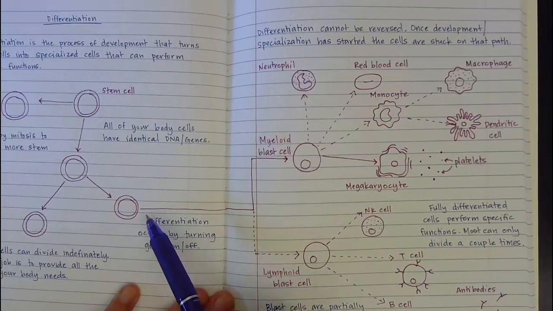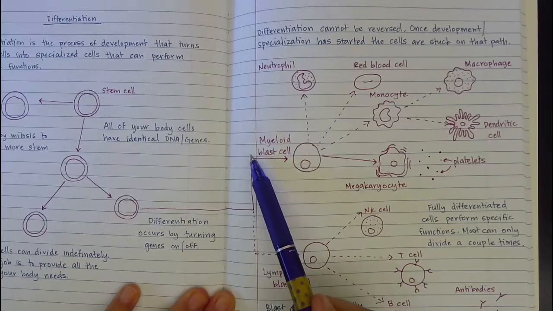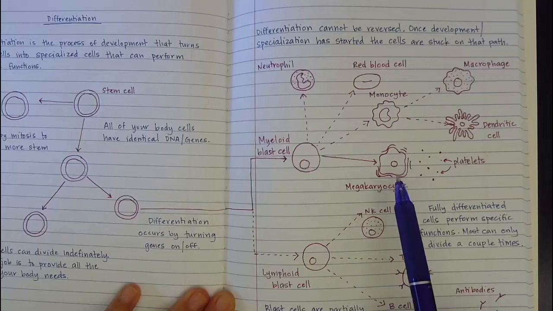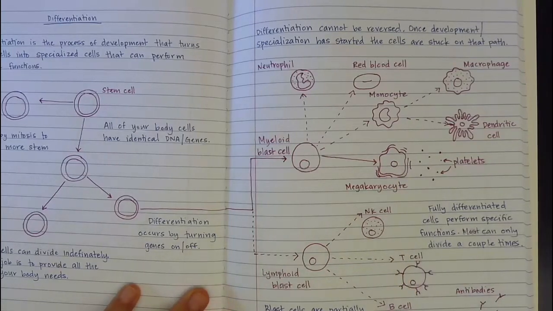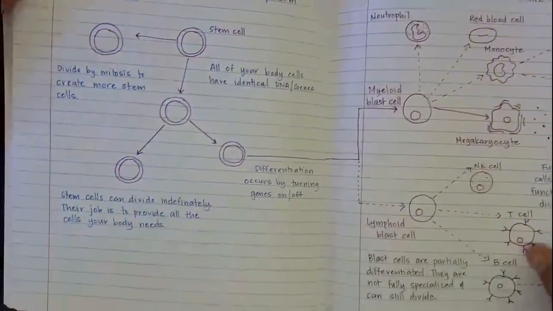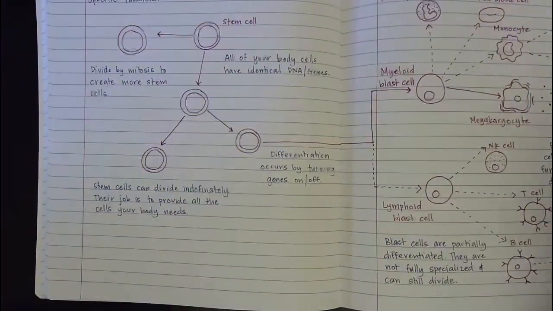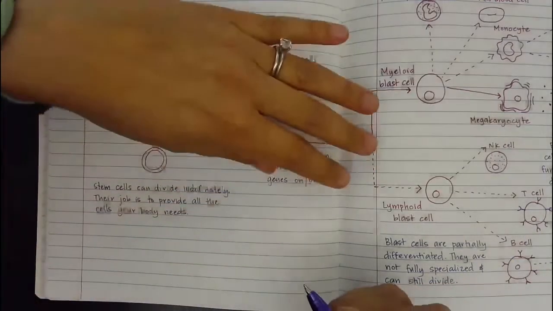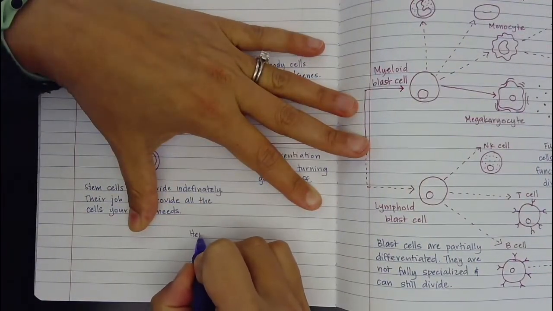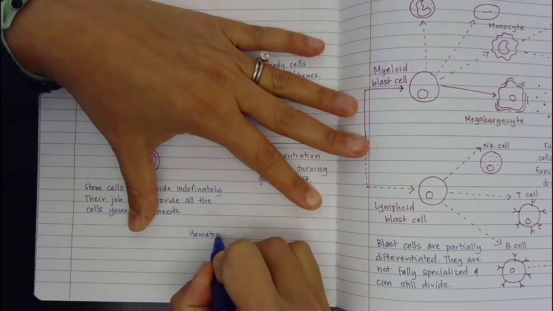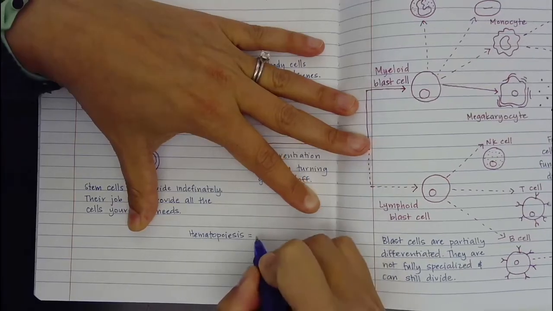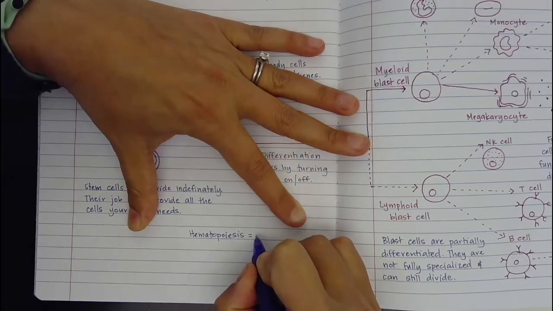So once the cells are going along this path, they cannot go backwards. They will continue to differentiate until they become a fully specialized cell that has a specific job. Now, this process of making all these different types of blood is called hematopoiesis. And that is the differentiation of blood cells.